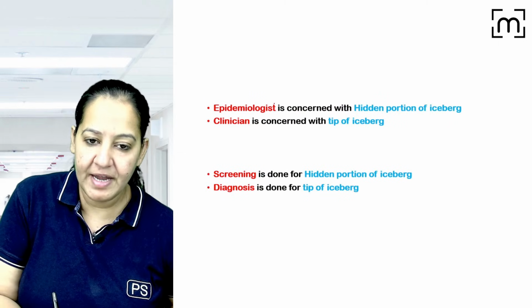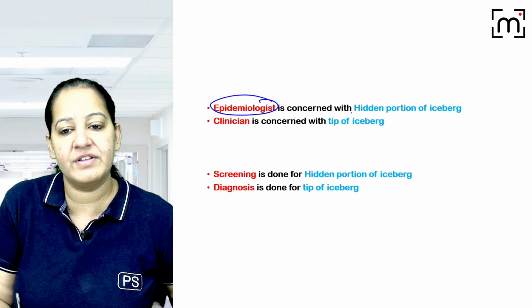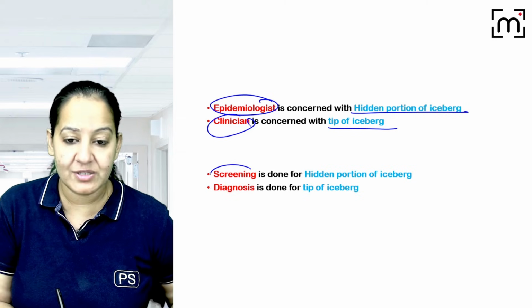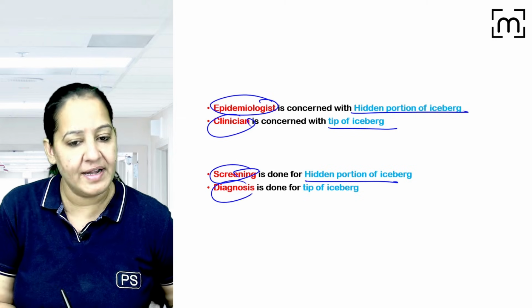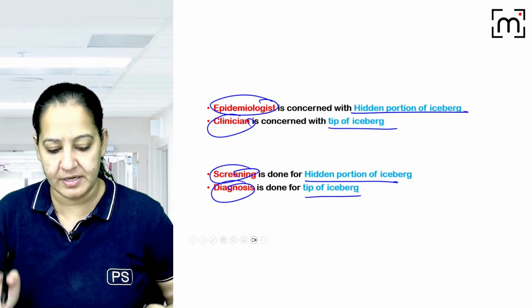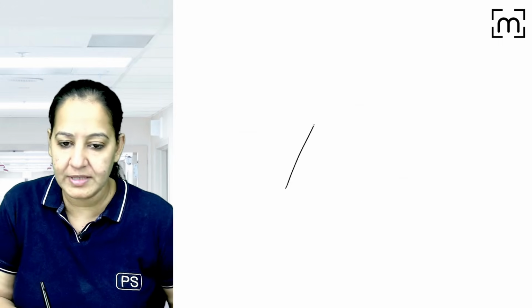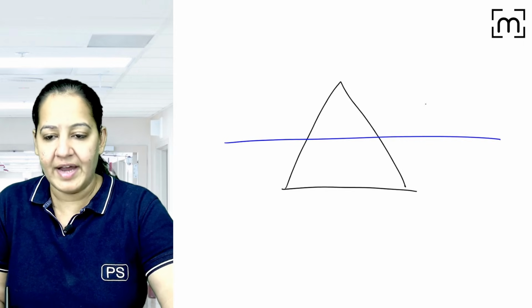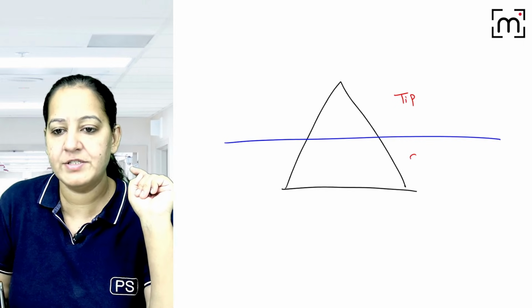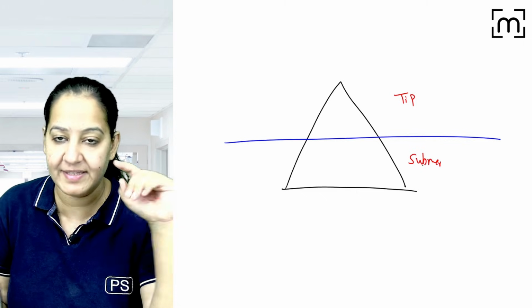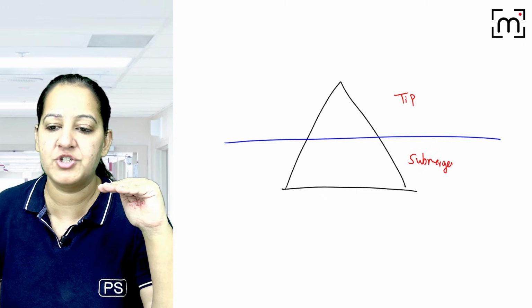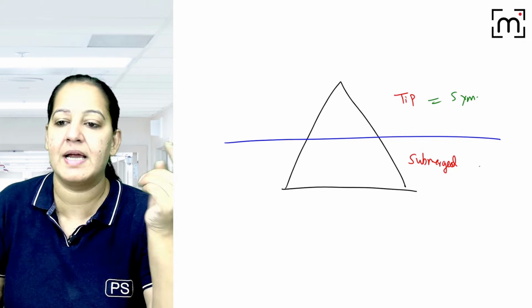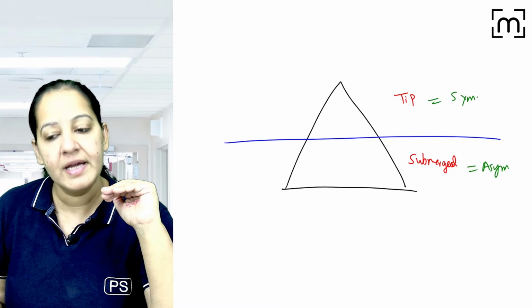So the epidemiologist is concerned with the hidden portion and the clinician is concerned with the tip, right? The screening test is done for the hidden portion and the diagnostic test is done for the tip. You got it? So basically in your exam, draw the iceberg like this, draw the water line between here, write down this one is tip, write down this one is submerged portion, and this is the water line between them.